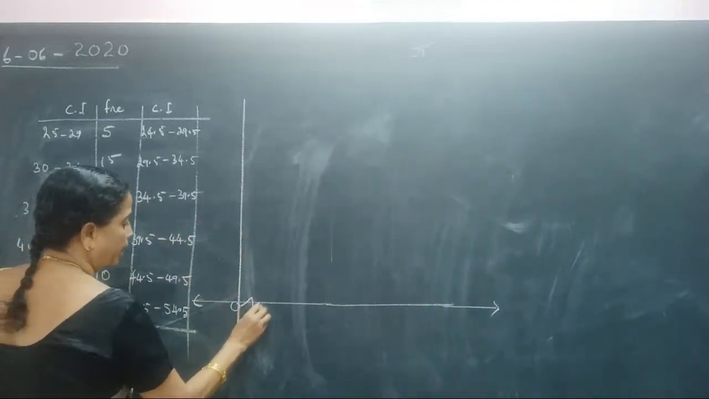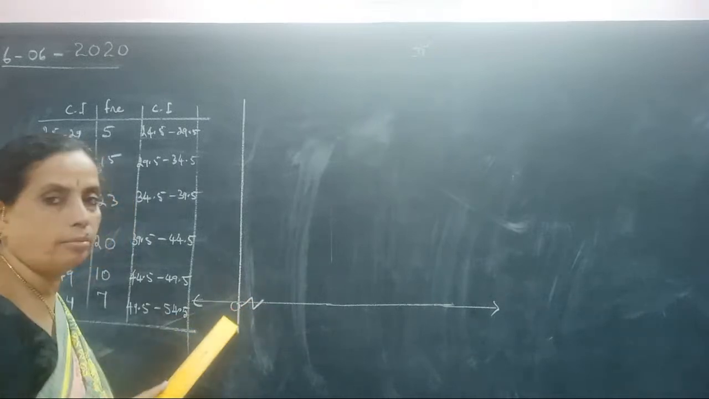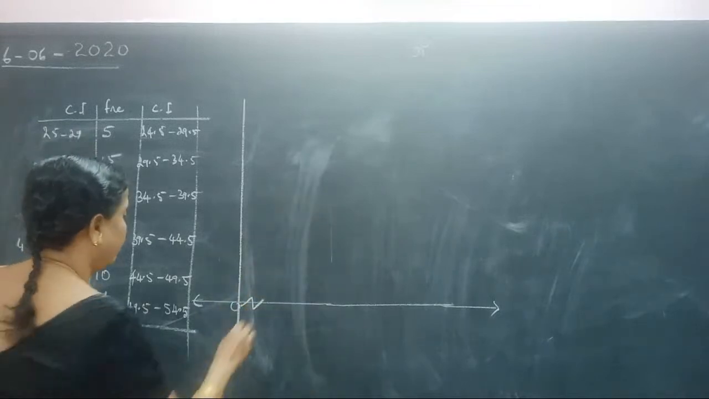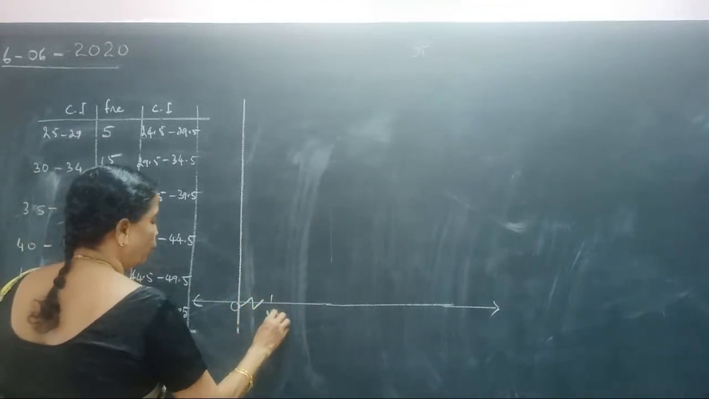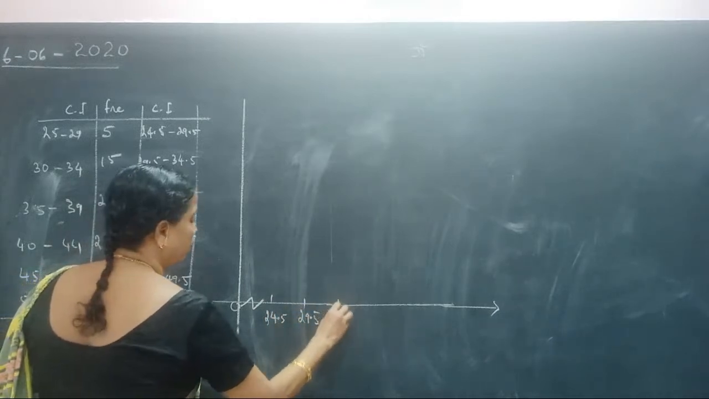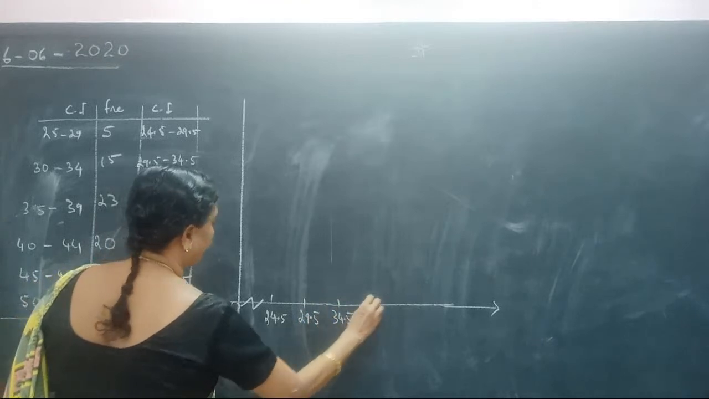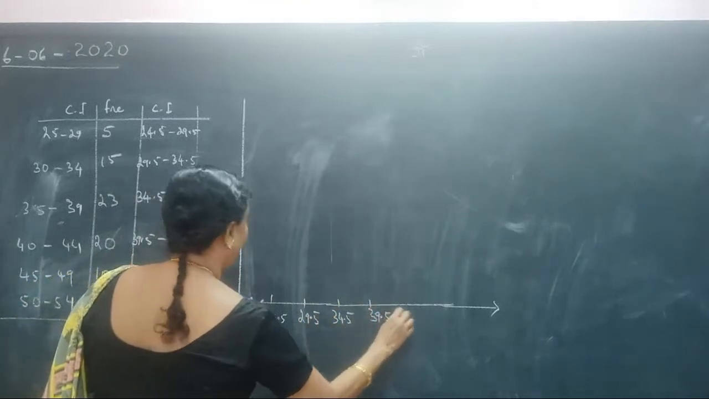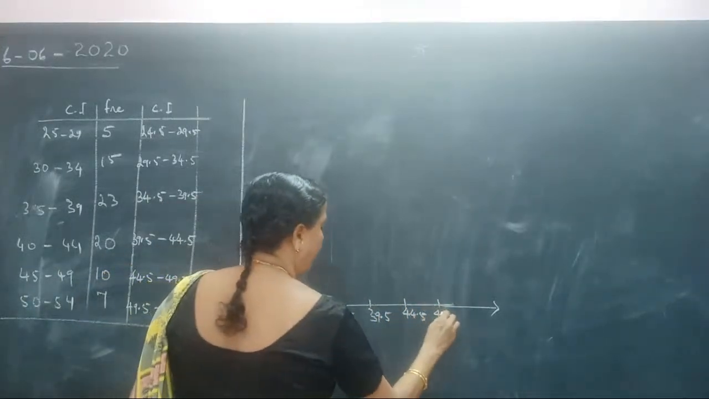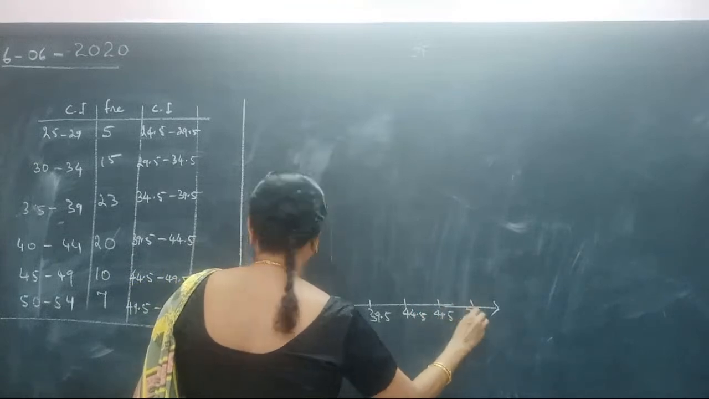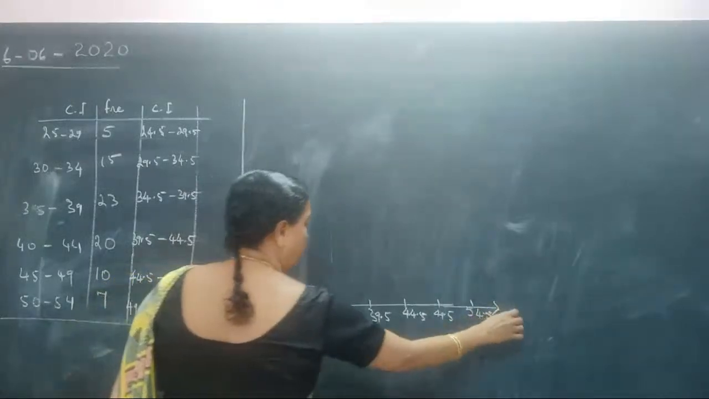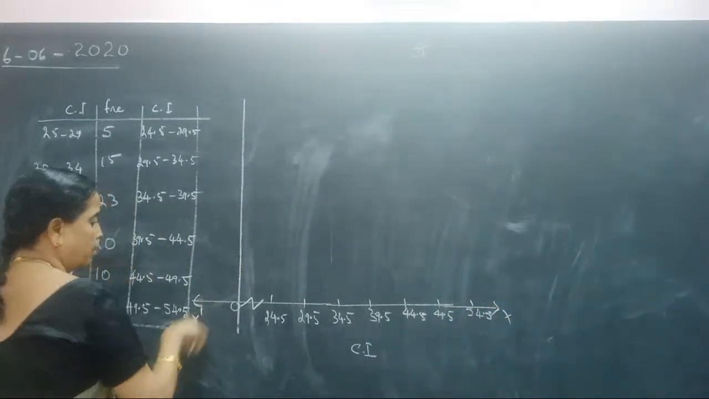So make a break here, showing that it is not from the origin. Kink, we name it as kink. Then you start your numbers from 24.5, 29.5, 34.5, 39.5, 44.5, 49.5, 54.5 class interval along the x-axis.